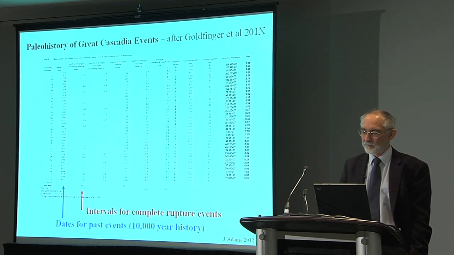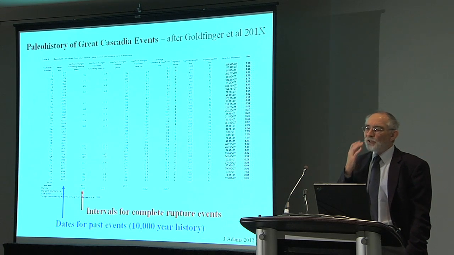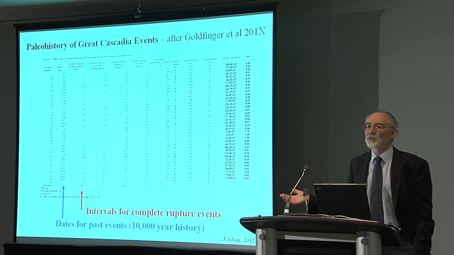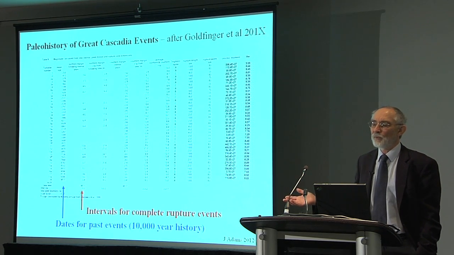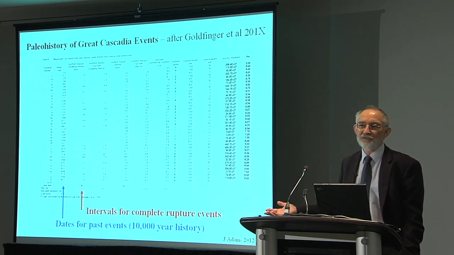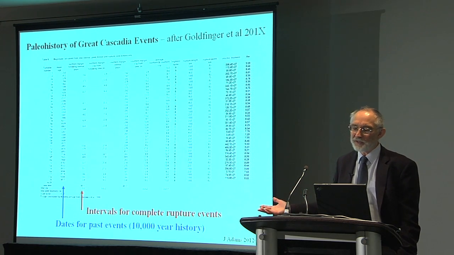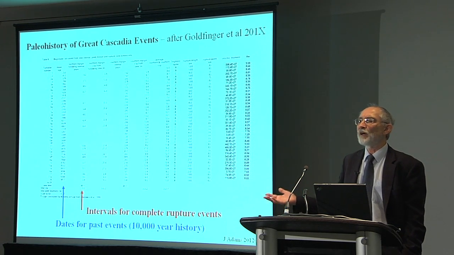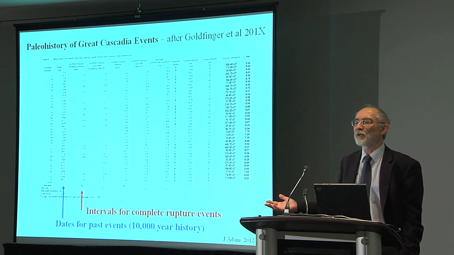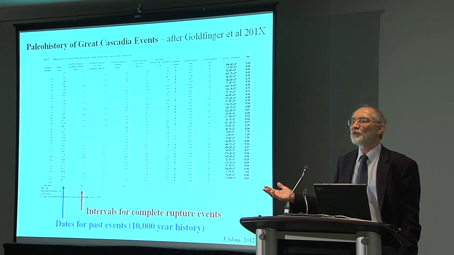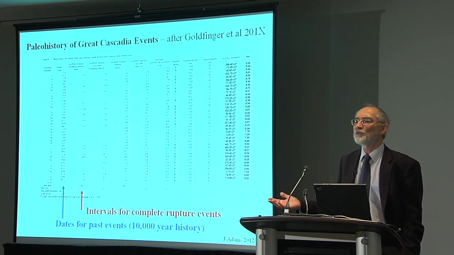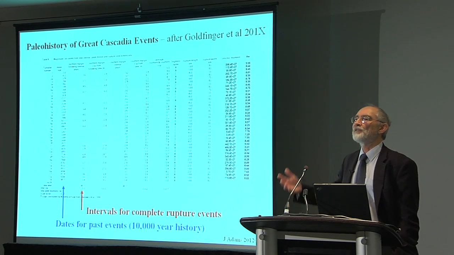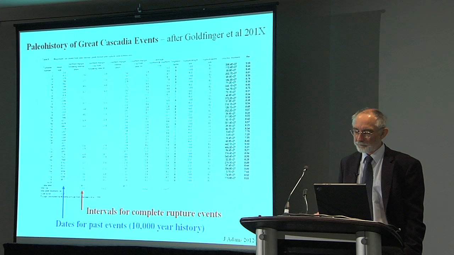We have a paleohistory of great earthquakes on the subduction zone, probably one of the best earthquake histories in the world. There's some discussion about how good it is, but it's basically a 10,000-year history of these great earthquakes. And for the things we're concerned about, every one of these earthquakes was a bit like the one in Japan in March. But we do have 10,000 years of history.